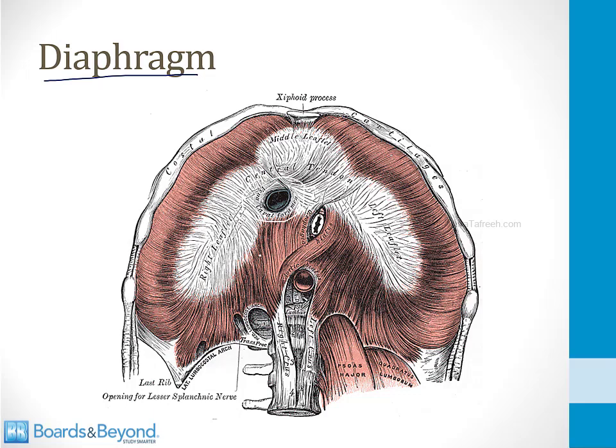This is called the caval hiatus. The esophagus goes through right here. This is called the esophageal hiatus. And then finally the aorta goes through right here, and this is called the aortic hiatus.